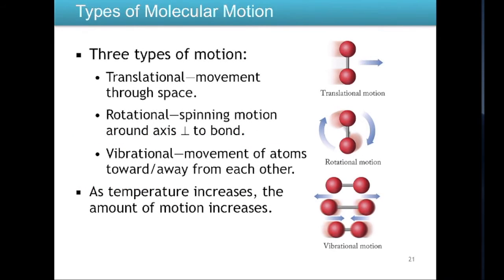So remember, there are 3 types of motion: translational, rotational, and vibrational. And as temperature increases, the amount of motion from translational, rotational, and vibrational motion increases. So you have more vibration at higher temperatures, more rotation, and more translation.